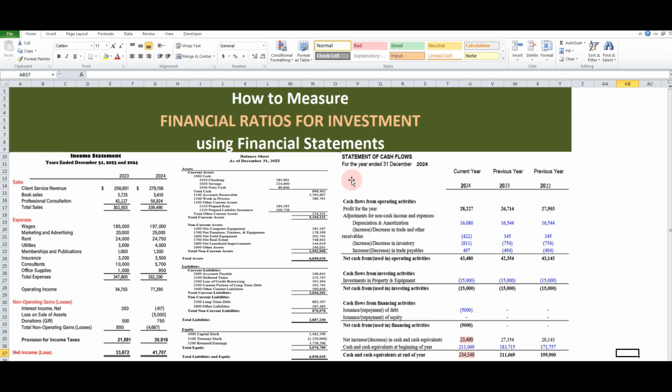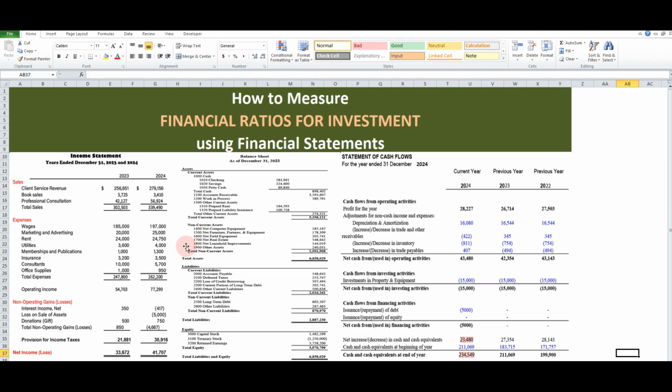So what are financial ratios? Financial ratio analysis is an essential tool for evaluating a company's performance, stability, and investment potential. Earning per share and price to earning reflect profitability and market expectations, while the price to book ratio helps assess stock valuation against the company's book value. Dividend yield attracts income-focused investors by showing the return on investment through dividends.